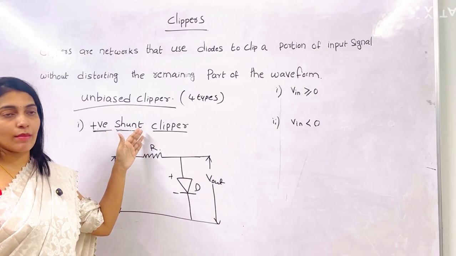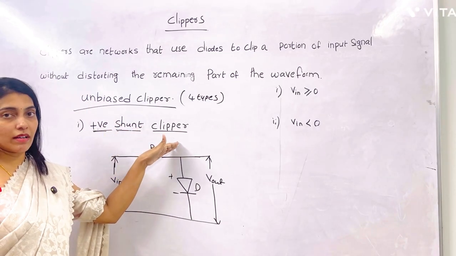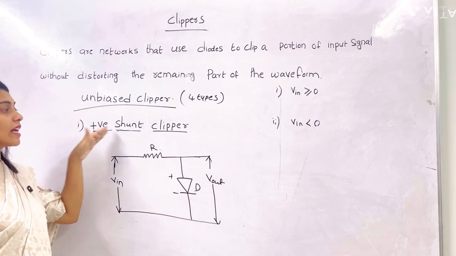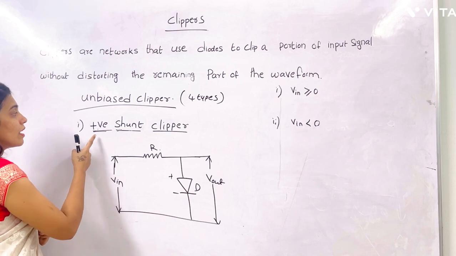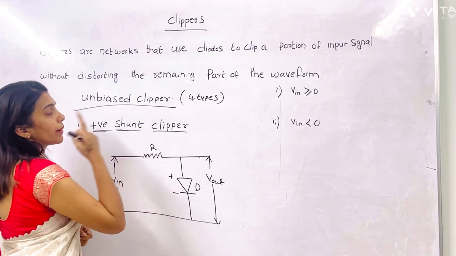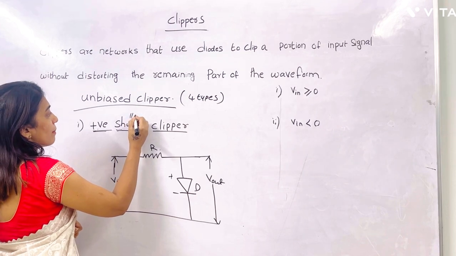Next we will discuss the unbiased positive shunt clipper and the unbiased negative shunt clipper. The first topic is the positive shunt clipper. Here, shunt means parallel.